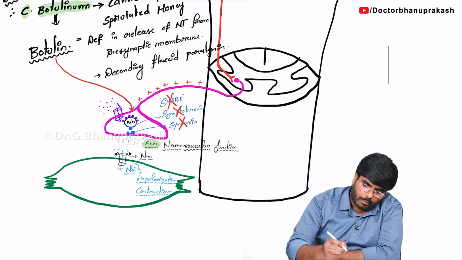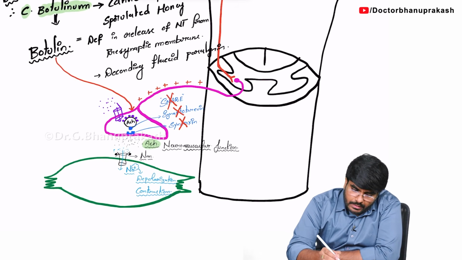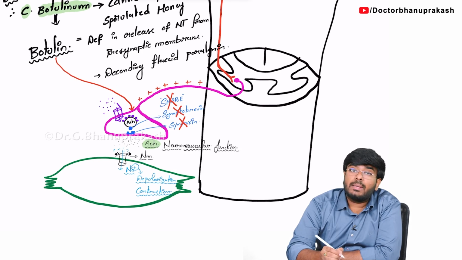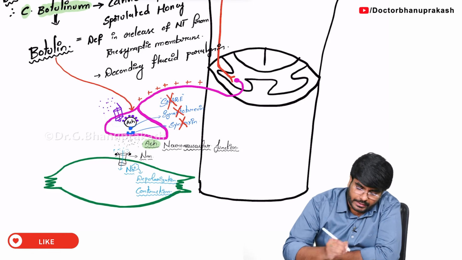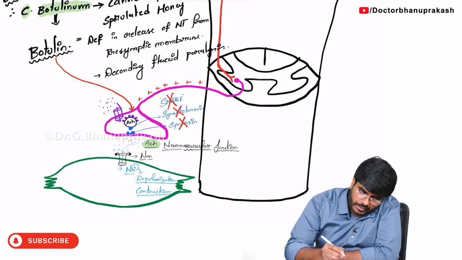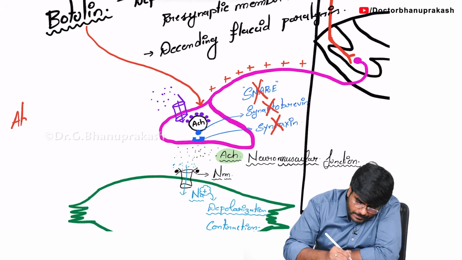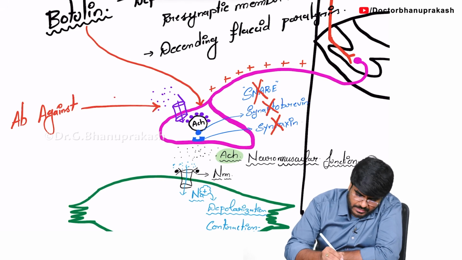Next, let me explain one more condition where the neuromuscular junction is affected. Guys, now I am going to discuss an autoimmune disorder where antibodies are produced against this structure. You tell me what is the structure that I have highlighted. The structure is called a voltage gated calcium channel. So let me write here: antibodies against voltage gated calcium channel.